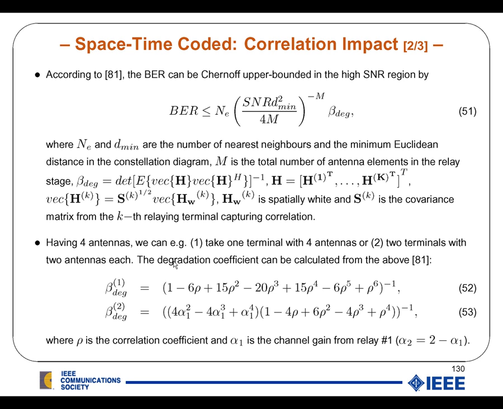Now you can expand for these 2 cases the degradation factor beta, and in the first case you get that equation here, and in the second case you get that equation here, where rho is the correlation factor and alpha 1 is the amount of power you assign to the relay, or equivalently it's the channel gain from relay 1.